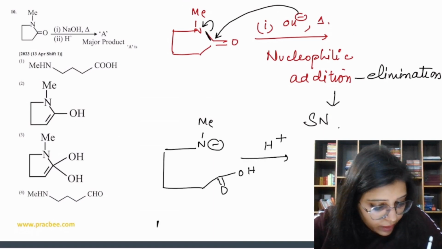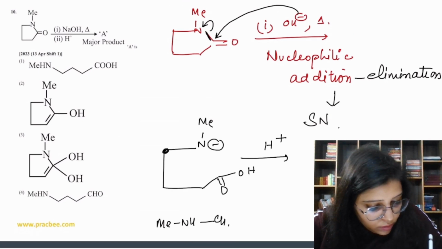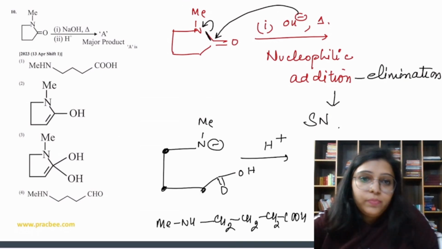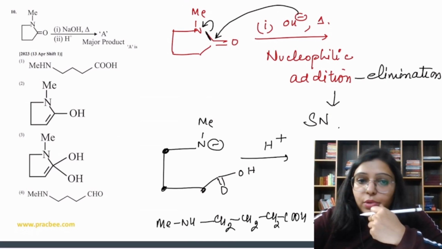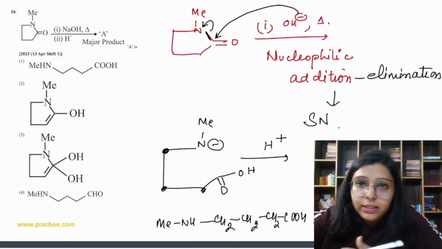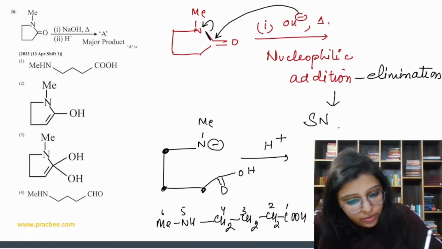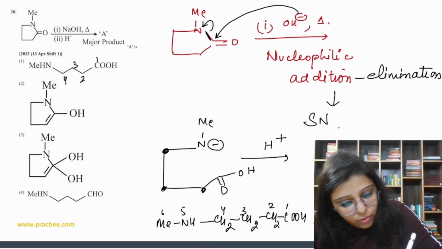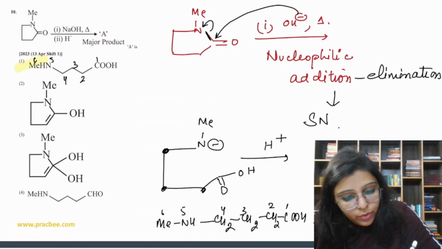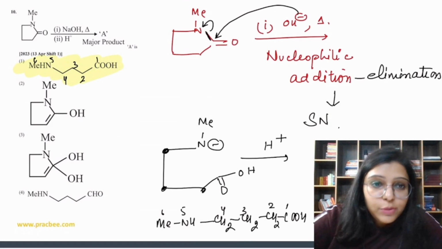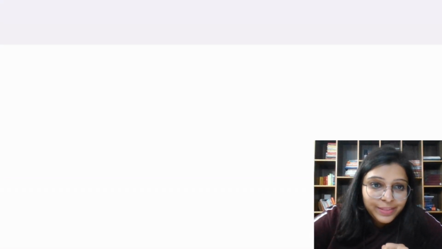We get NH, then CH2, CH2, CH2 and then COOH. Okay, so we get this as the product. So let's look for the correct answer. So 1, 2, 3, 4, 5, 6. 1, 2, 3, 4, 5 and 6. Option 1 is the correct answer. Clear? This can be solved on the basis of reaction mechanism concept.